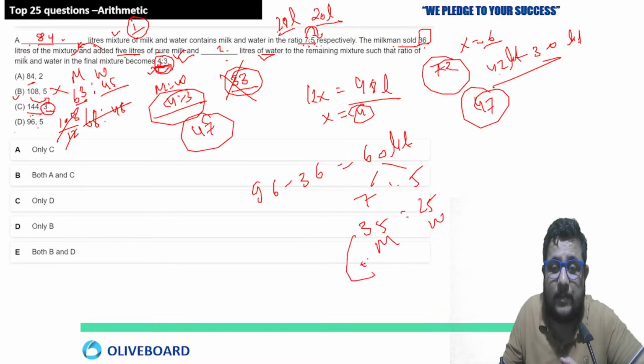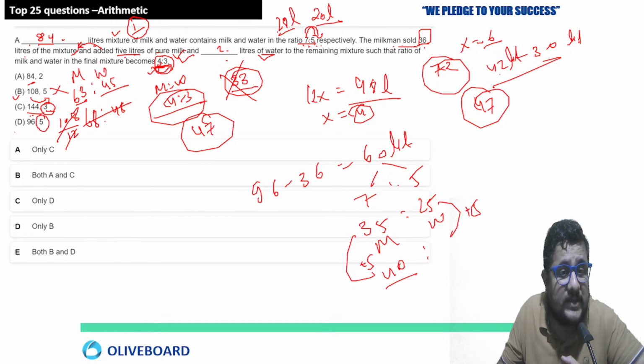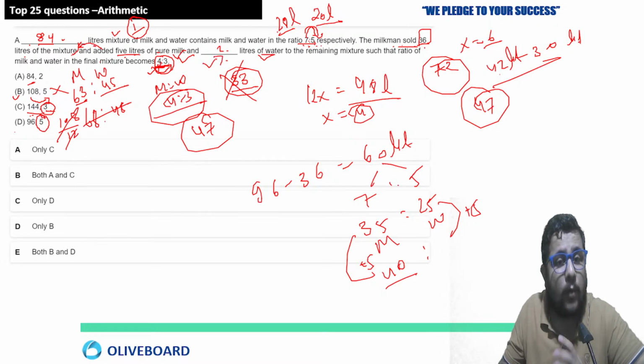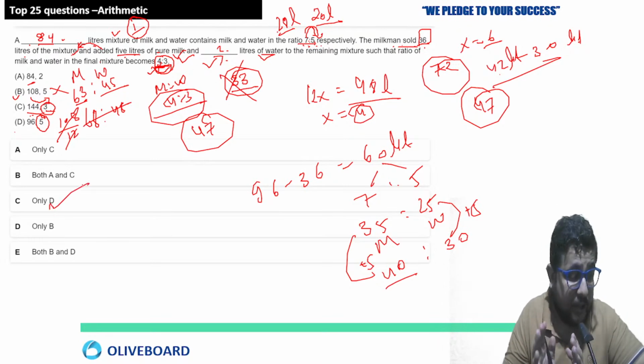Now just add 5 liter here, so it will become 40 liter. And now just add 5 liter here, because why? Here the second blank is talking about the quantity of water, that is 5. Just add, you will get 30. So you are getting the ratio of 4:3. So only D is the answer in this condition.